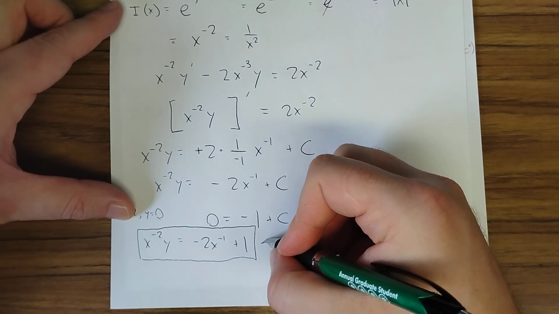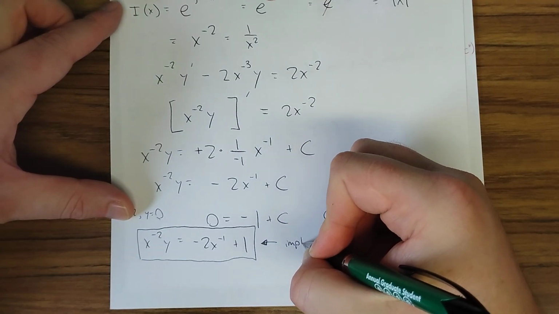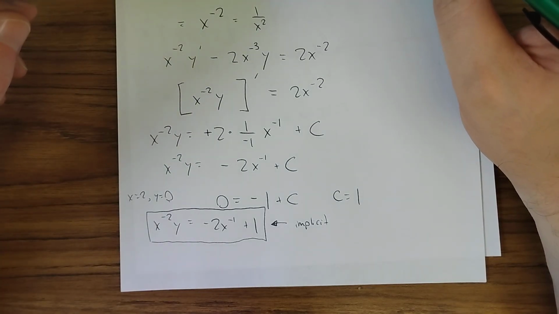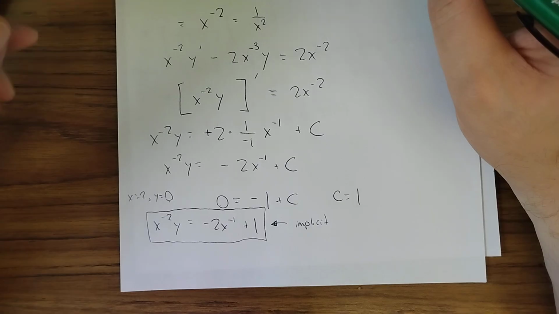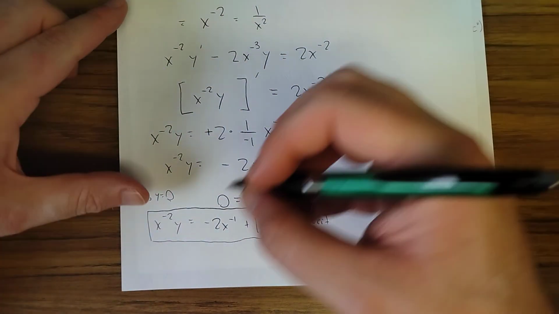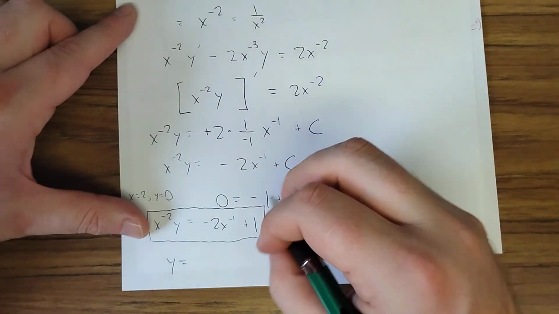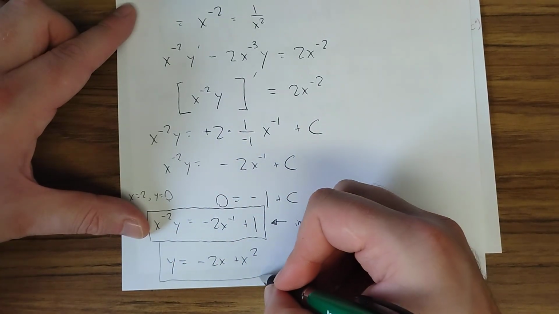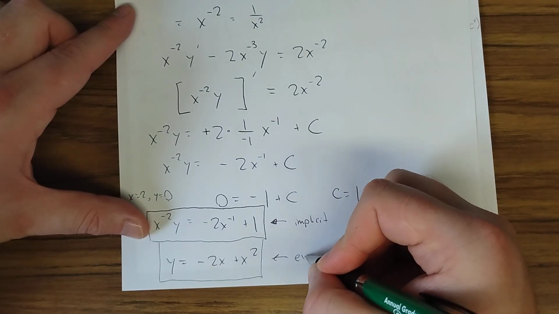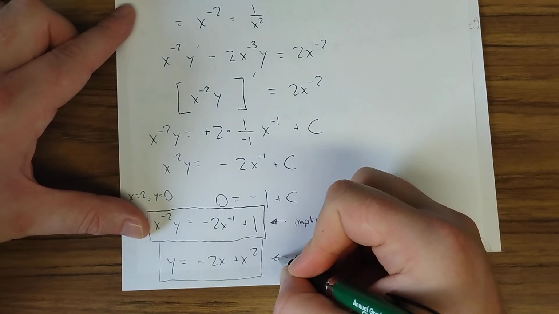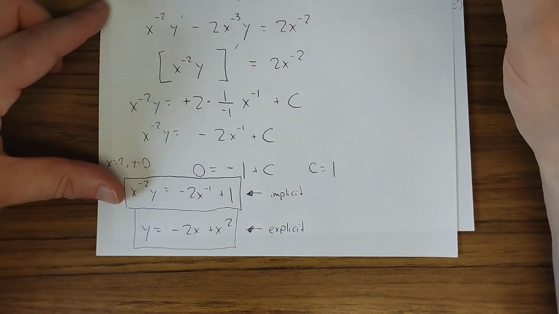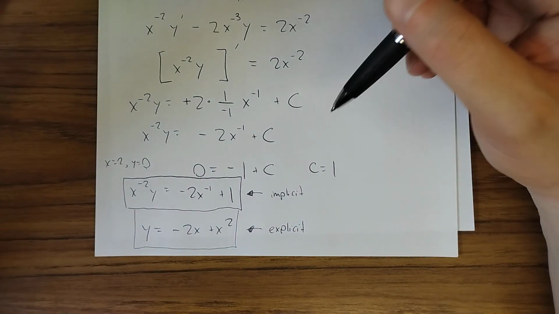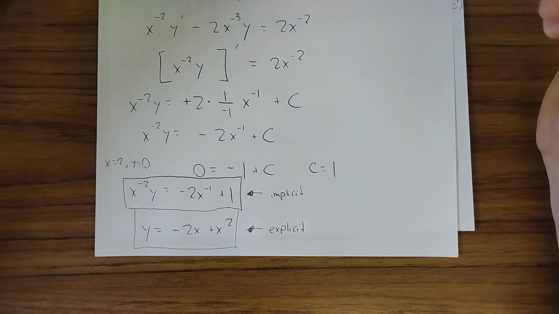This is implicit, because it's not solved for y, but it's easy enough to solve for y. If you really want an explicit solution, I would just multiply both sides by x squared and get that. So if the instructions don't say implicit or explicit, then you can just stop as soon as you have something. But it's easy enough to get an explicit solution.